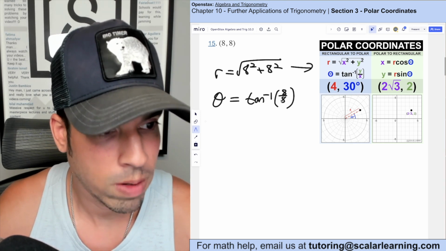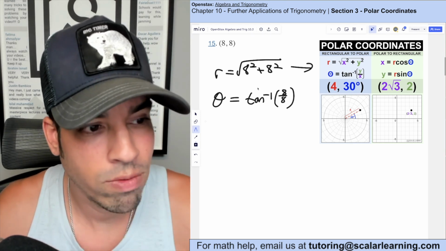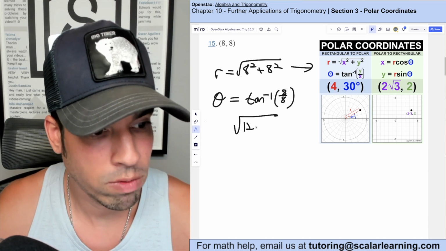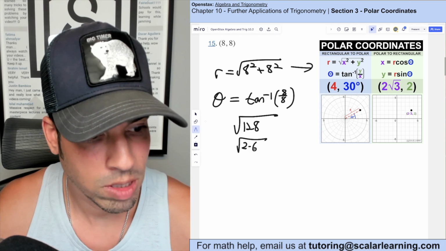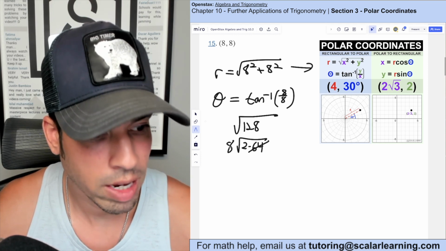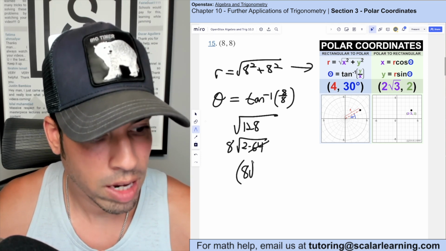And again, that's just 1. All right, so first, this would be 64 plus 64, which is square root of 128. And we can simplify that because that's the same as 2 times 64. Square root of 64 is 8. So my r value is 8 rad 2.